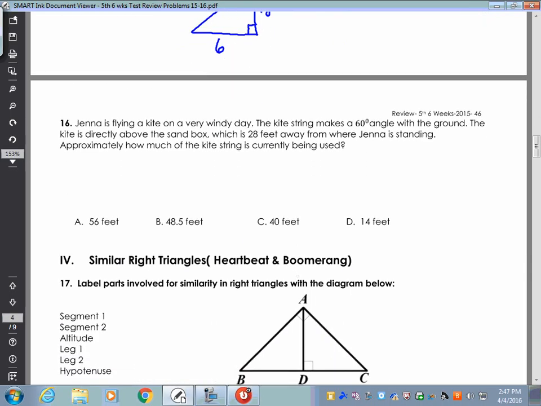And 16, last but not least, always right triangle. 60 degrees is the angle. Always use it with the horizontal line. We know that it's 28 feet away, standing away, so that's going to be the base. And we're trying to figure out the string, that's the hypotenuse. You can use special rights here or trig to get to your answer. Please show some type of work to receive credit.